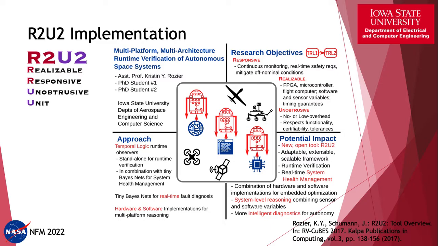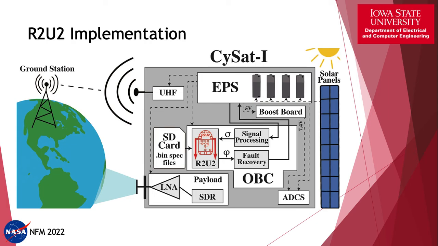The runtime verification engine we used is called R2U2, which stands for the Reliable, Responsive, Unobtrusive Unit. We selected R2U2 due to its low overhead, fast response time, and it has been previously deployed on other hard real-time systems. We specifically are using the C software version of R2U2 on the OBC, or onboard computer. The OBC is the brain of the satellite and tells everything what to do and when.